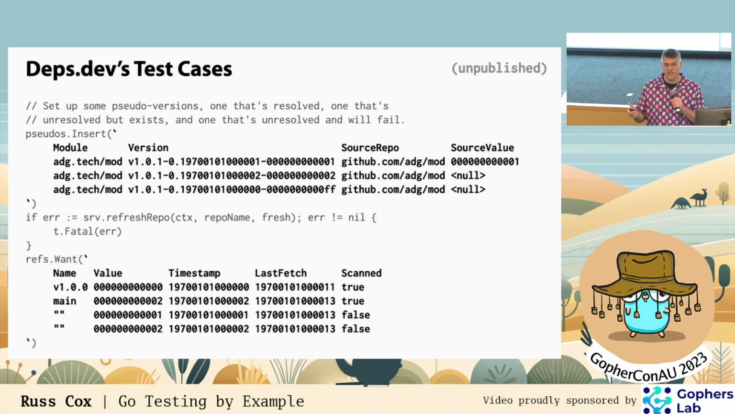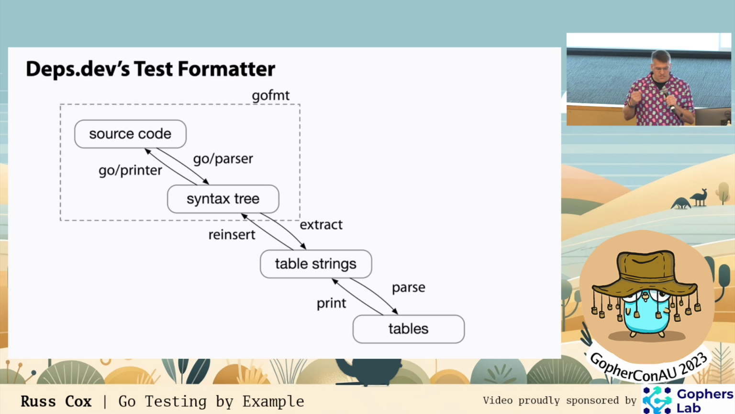And so to support this test, the team that wrote deps.dev also wrote a code formatter just for these tests. It uses the Go standard library to parse the test source files, and then it walks over the Go syntax tree to find the calls to insert and want. It pulls out the string arguments, parses them into tables, and then it reprints the tables back into strings, reinserts the strings back into the syntax trees, and rewrites the syntax trees back into Go source files. So this is really just an extended version of GopherConAU, and it's using the same packages that GopherConAU uses. And I won't show it to you, but it's not that much code.